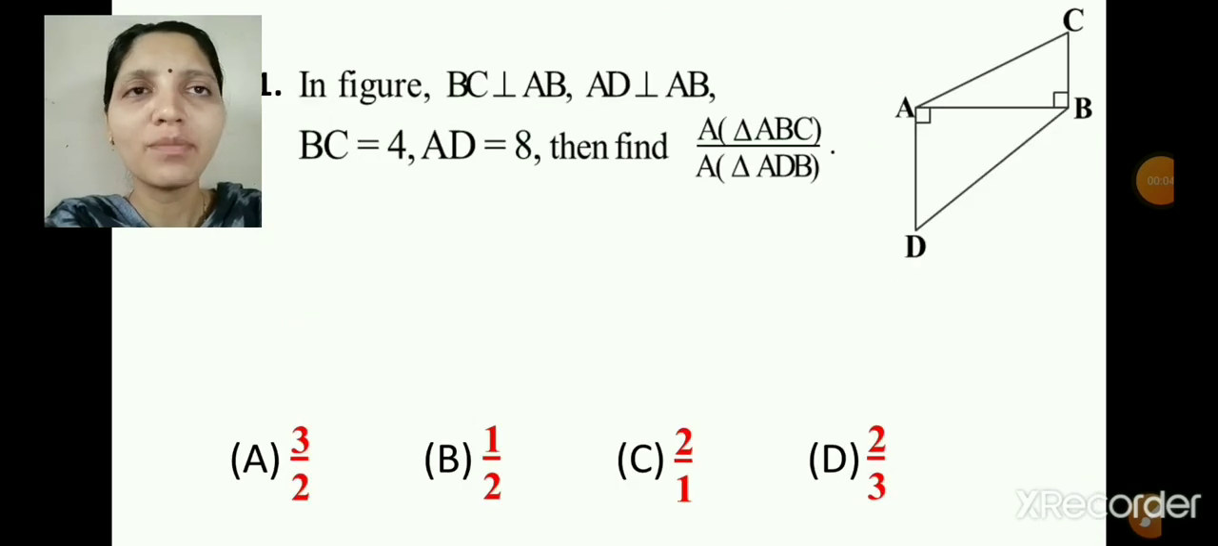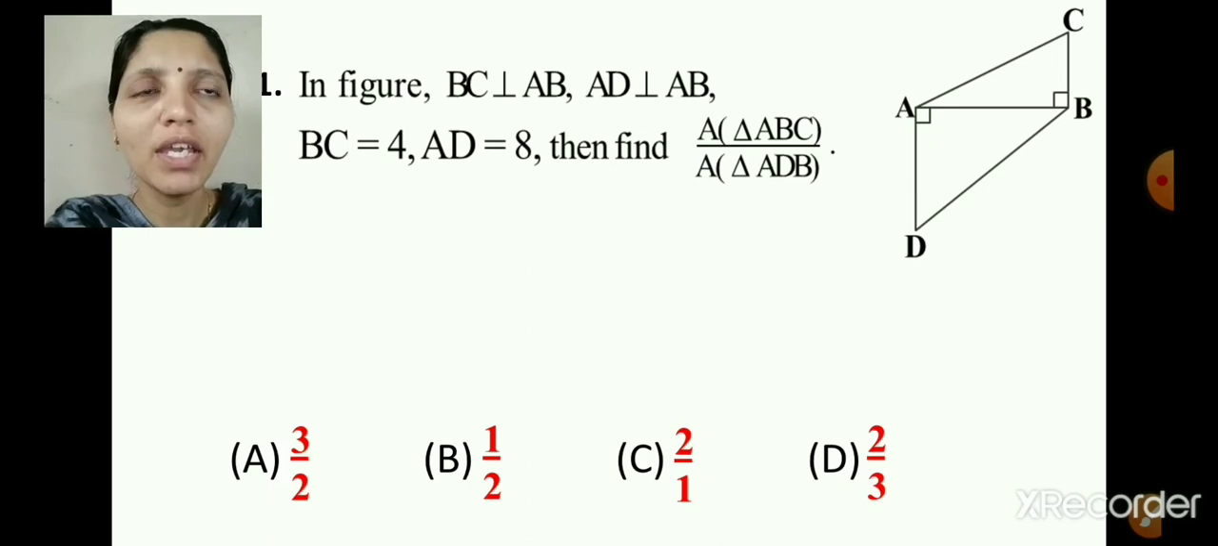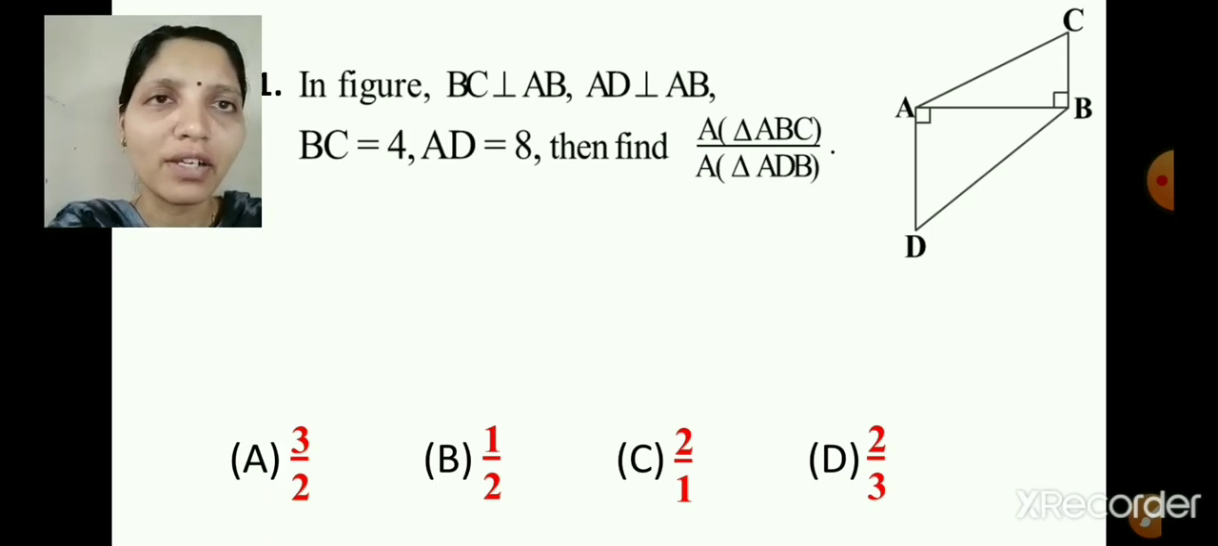These types of questions only will be asked in the exam. So let's see the first question. In the figure, BC is perpendicular to AB, AD is perpendicular to AB, and BC is equal to 4, AD is equal to 8. Then find the ratio of areas of these two triangles.